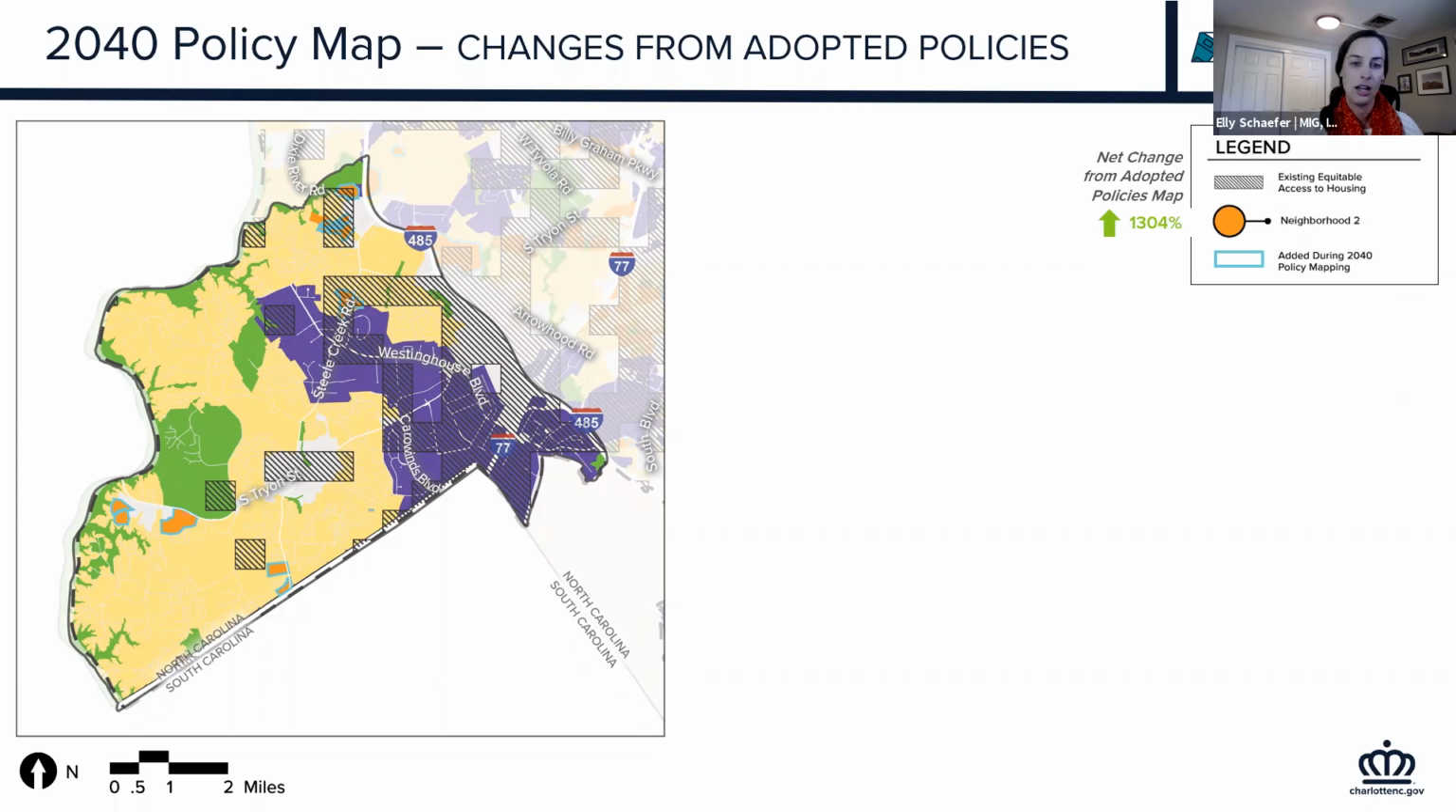So in some areas, neighborhood 2 is already mapped based on adopted policies. The areas highlighted in blue again show additional areas where neighborhood 2 is recommended as part of this step. So you can see that a lot of neighborhood 2 on this map is highlighted in that blue color. So that means it was added as part of this 2040 policy mapping step.